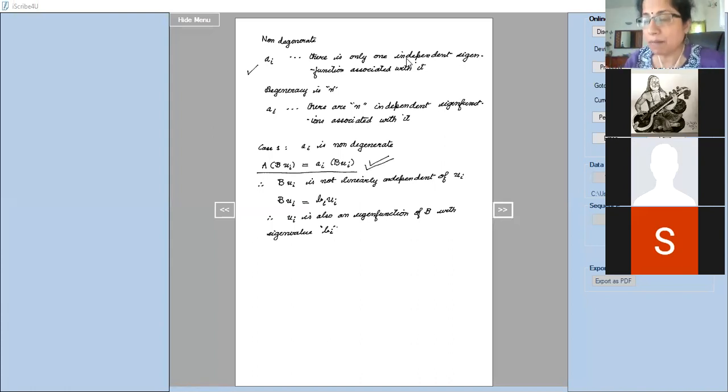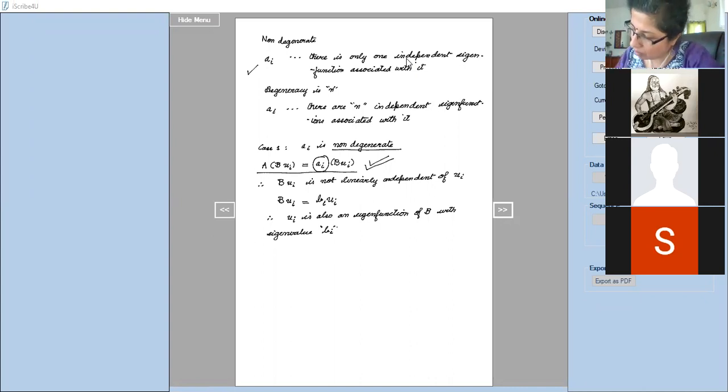Now what am I saying? I am saying this AI is non-degenerate. When I say it's non-degenerate, what do I mean? I mean that there is only one linearly independent eigenfunction associated with it. That if I get any other function which is also showing an eigenvalue of AI, it must be linearly dependent upon this UI. Is this statement clear?